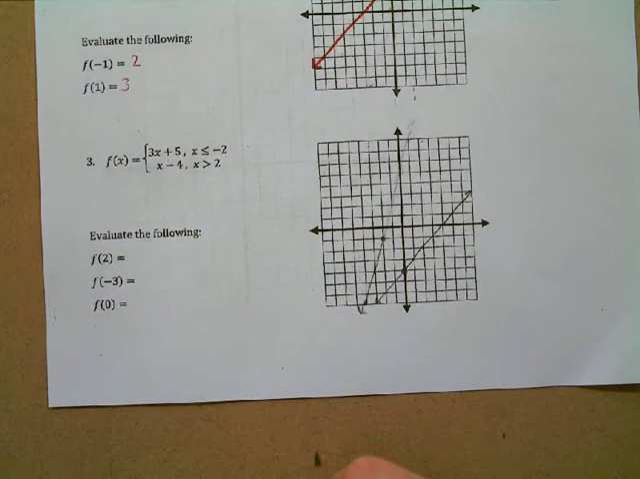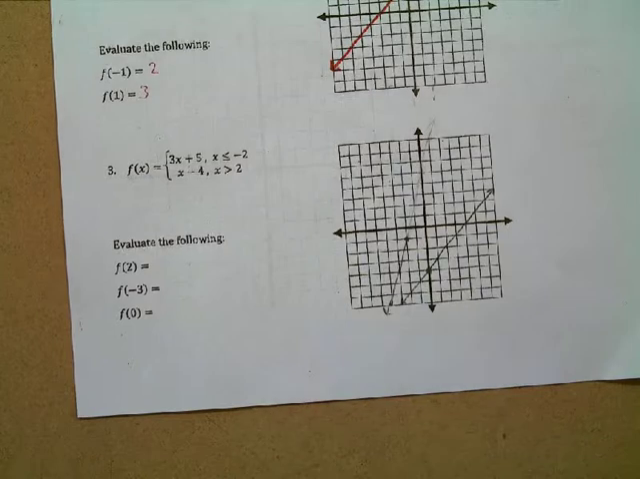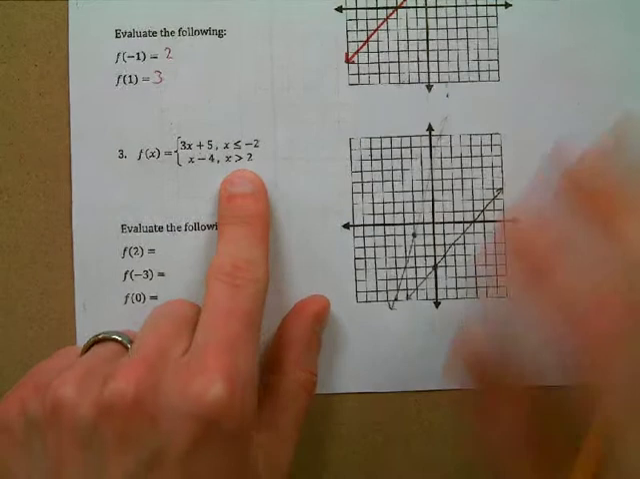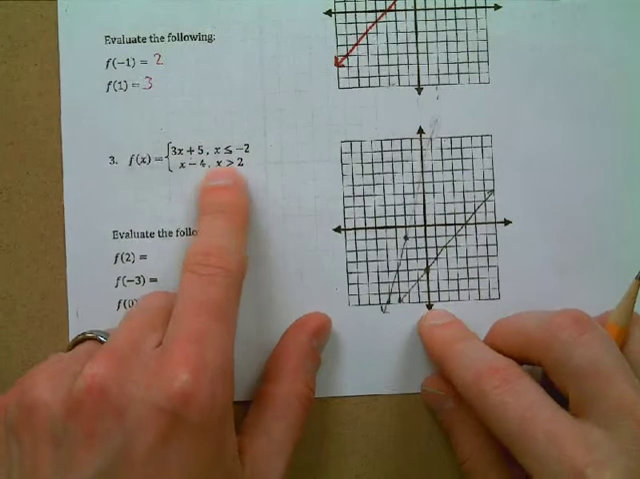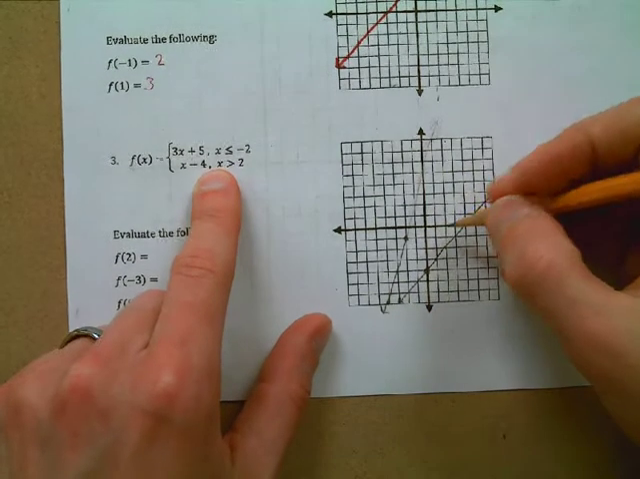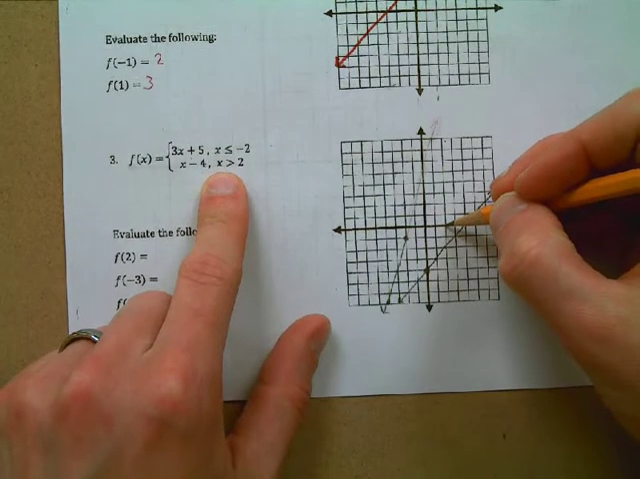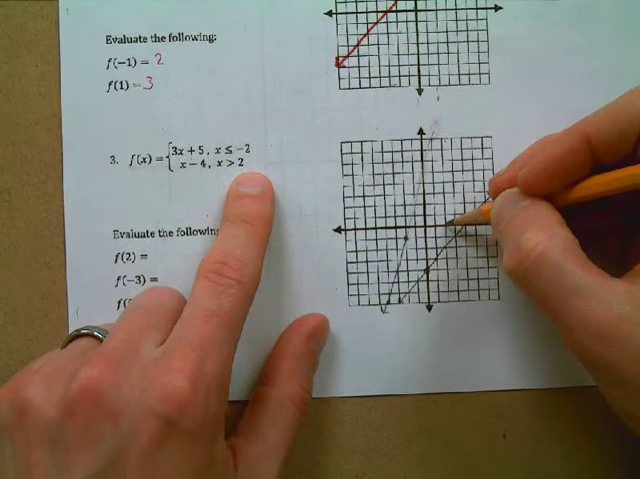Okay, there's the line, but where am I supposed to start this line? I'm only supposed to graph it for x values that are greater than 2. So I'm going to locate 2 on my x-axis right here, and if I only want to graph it for x values greater than 2, does that mean I'm going to go to the right of 2 or to the left of 2?